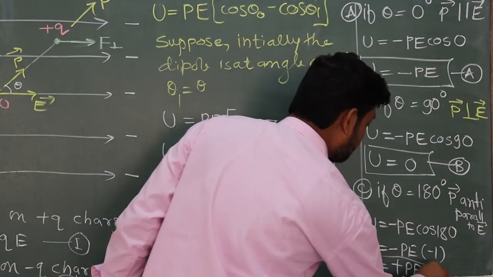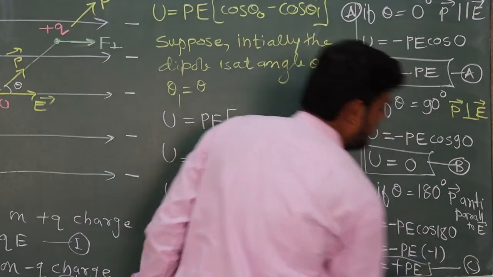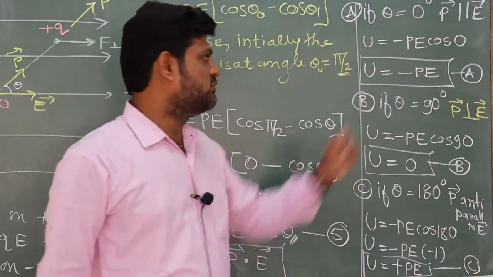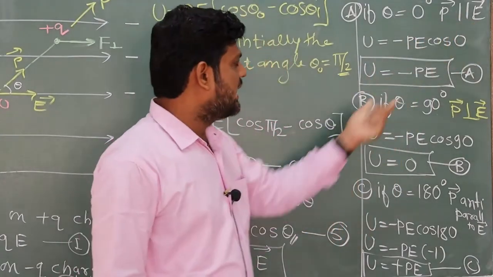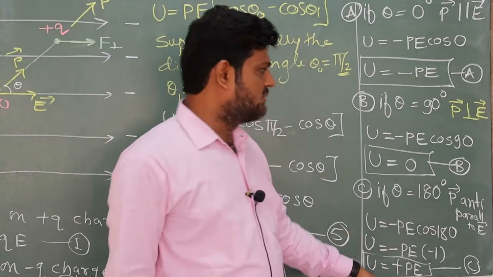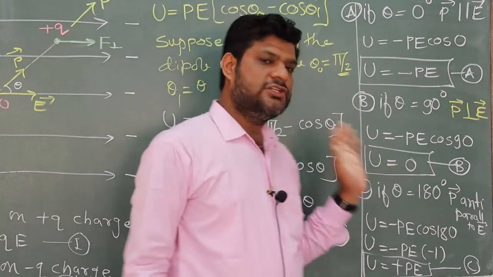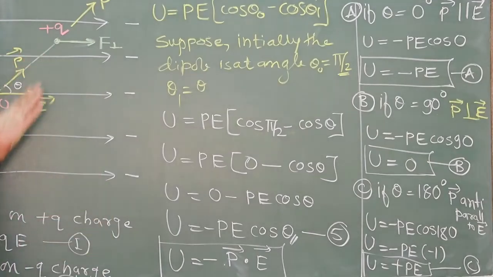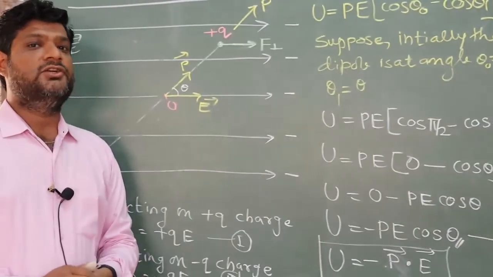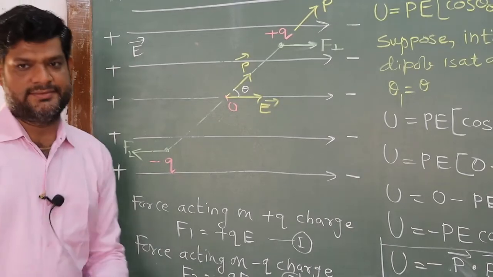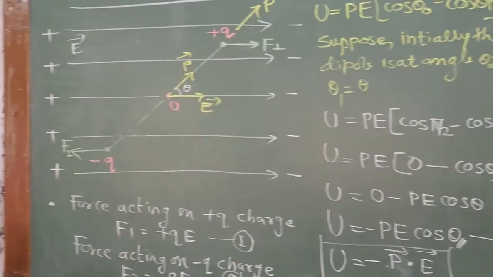So what can we conclude from these three equations, A, B and C? For theta equal to 0, P vector and E vector are parallel. At that time potential energy is minimum, right? For theta equal to 90, it is 0. Potential energy will be 0. And for 180, it is maximum. So these are the three different cases when the dipole is kept in a uniform electric field. So in this way we completed the topic over here. You just copy down this topic and we will see the next.